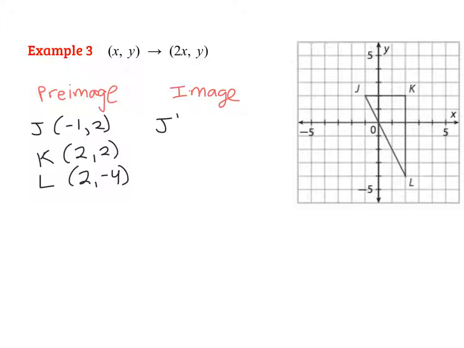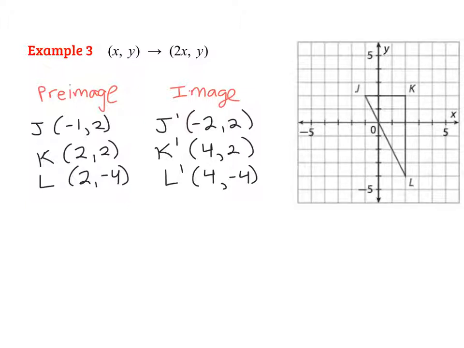So J prime, well, negative 1 times 2 is negative 2. Our y value stays the same. For K prime, I multiplied 2 by 2, so 4, but our y value stays the same. And for L prime, multiply by 2, our y value stays the same. So let's plot our new points. First we have negative 2, 2, which is J prime. Then we have 4, 2, which is K prime. And then we have 4, negative 4, which is L prime.